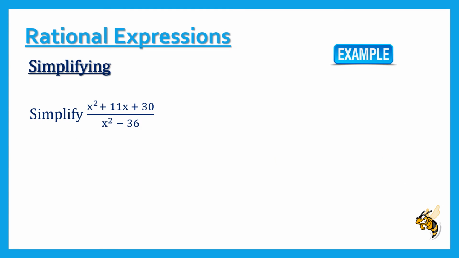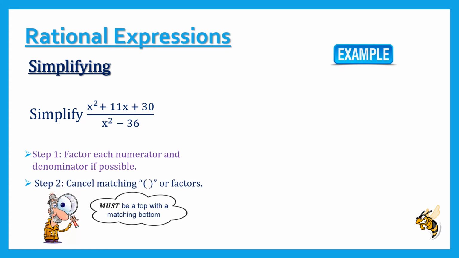Example, simplify x squared plus 11x plus 30 all over x squared minus 36. Let's remind ourselves of the rules. Remember, if you still have issues after this video, having problems with factoring quadratics, please check out my videos on factoring quadratics.